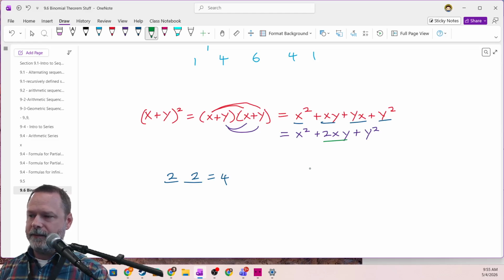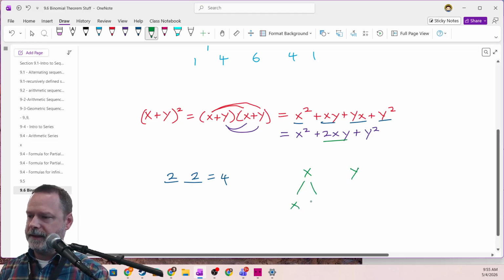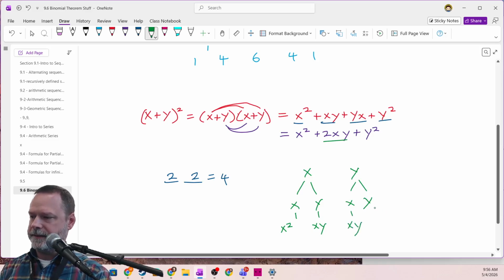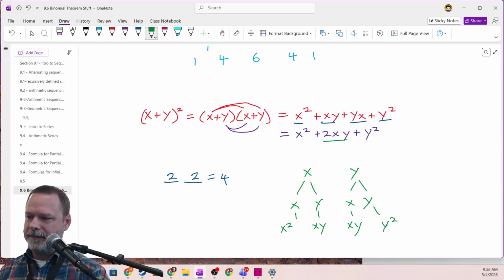And we can see that really easily with a tree diagram. My first choice is an x or a y. And then my second choice is going to be an x or y again. And each of these results in a different outcome. Here we get x squared. Here we get xy. Here I'd get another xy or yx. And then here I'd get a y squared. And so we can see that counting there. We get all the options, same as when we multiplied it out.